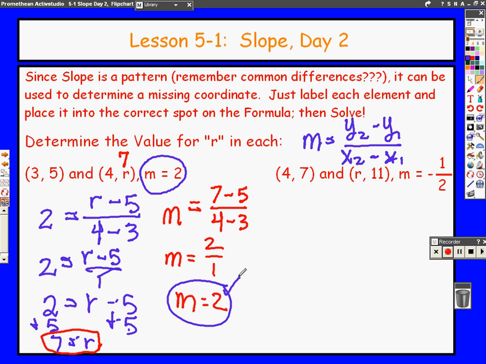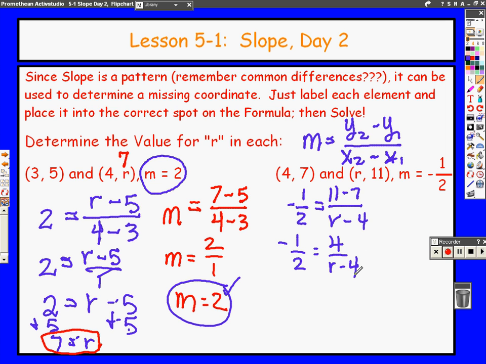Okay, let's try it with the second one. The second one's a little bit more challenging. So I'm going to substitute in negative 1/2 equals 11 minus 7 over r minus 4. And this becomes negative 1/2 equals 4 over r minus 4.